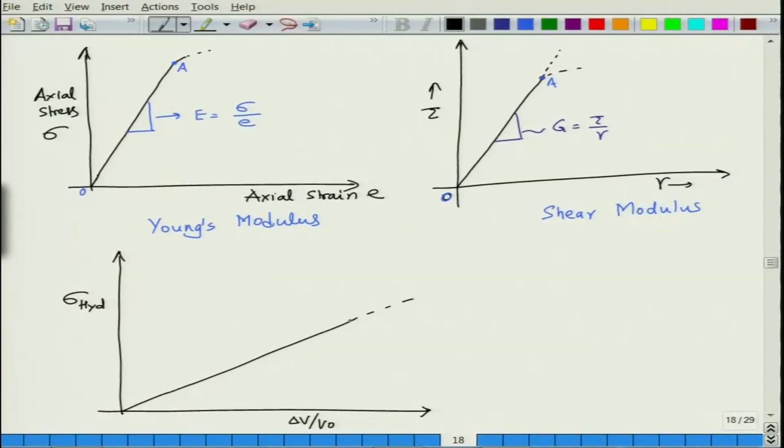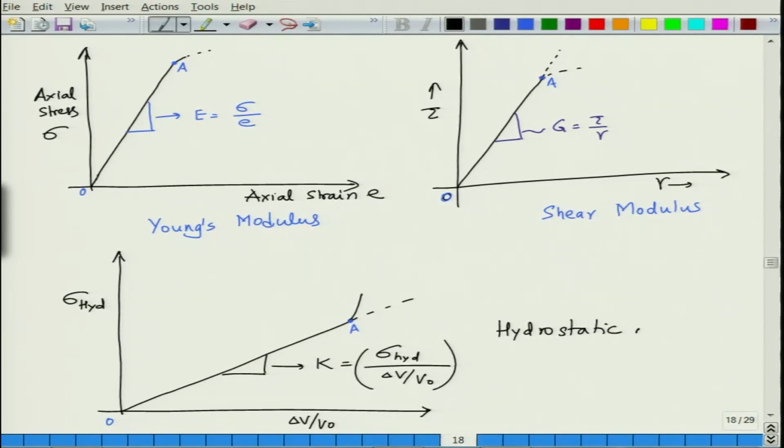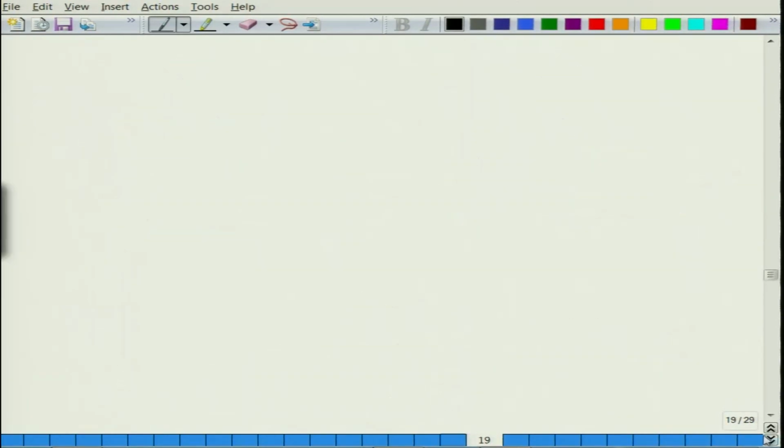So, this would be the point of nonlinearity O A, and this will again be the nonlinear region, and this will give you a slope of sigma hydrostatic divided by delta V divided by V naught. So, this is sort of the relation between these; this is the bulk modulus. So, these are the sort of 3 things.